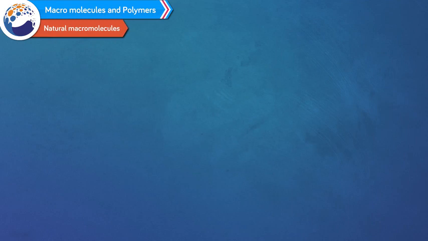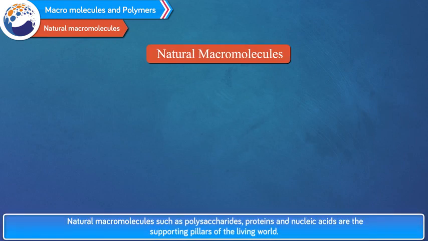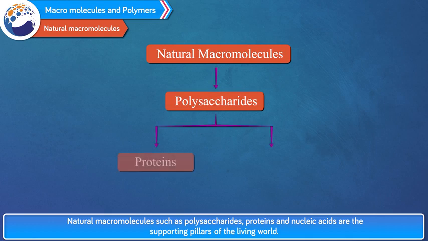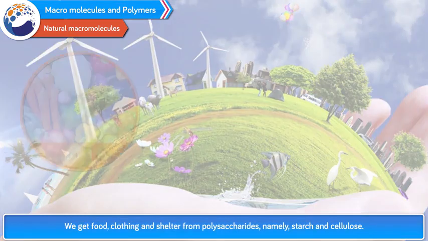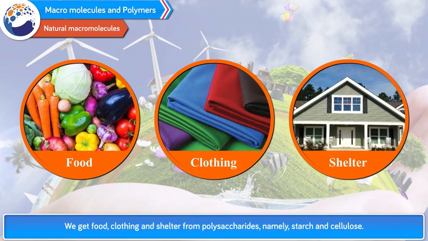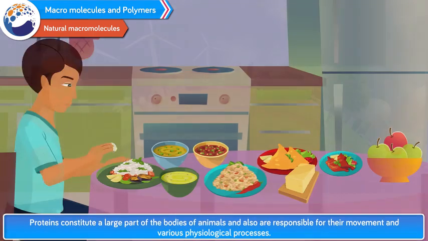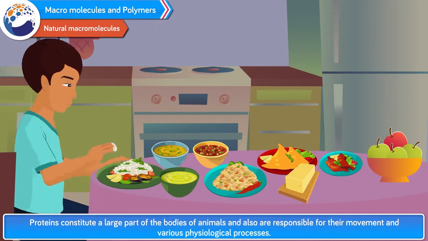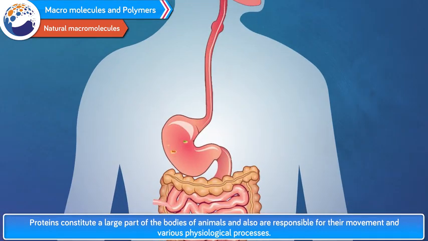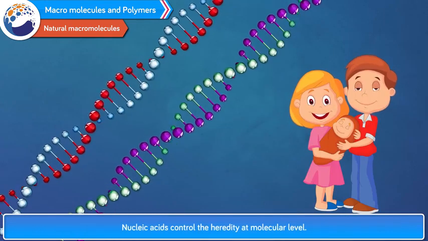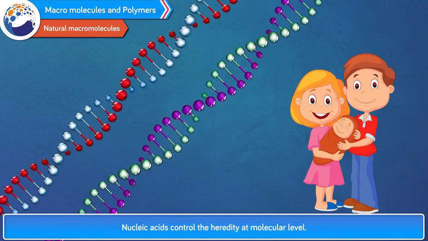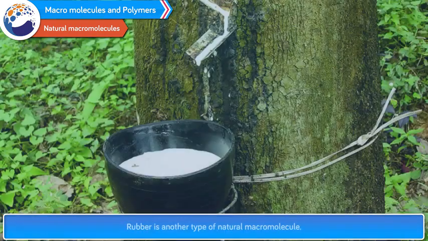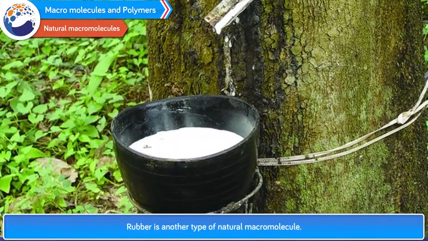Natural macromolecules. Natural macromolecules such as polysaccharides, proteins and nucleic acids are the supporting pillars of the living world. We get food, clothing and shelter from polysaccharides, namely starch and cellulose. Proteins constitute a large part of the bodies of animals and also are responsible for their movement and various physiological processes. Nucleic acids control the heredity at molecular level. Rubber is another type of natural macromolecule.